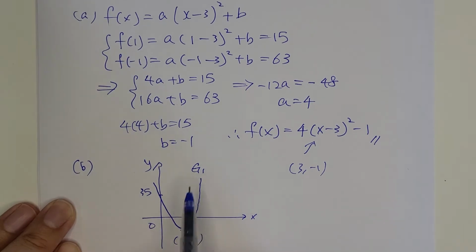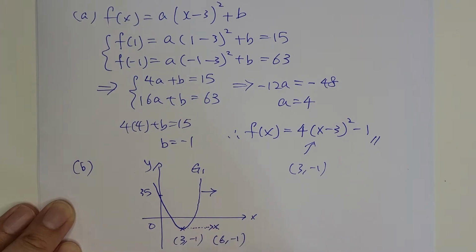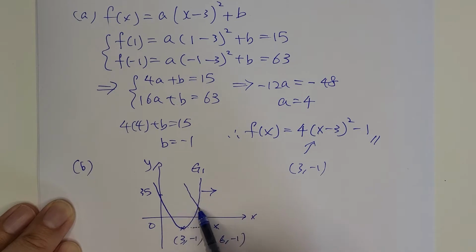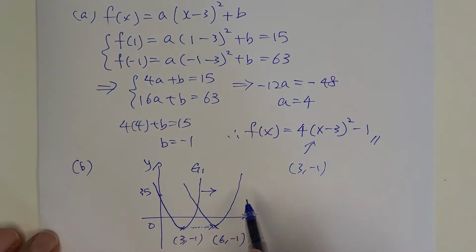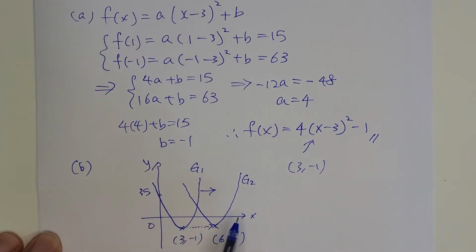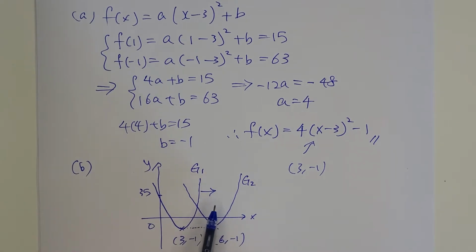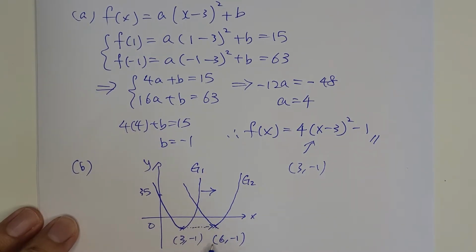And now this graph g1 is shifted 3 units to the right to become g2. So the vertex will shift 3 units to here, becomes (3 plus 3, -1), that's (6, -1). Alright? As you can see, if you shift the graph from g1 to g2, moving 3 units to the right, then you will see that all the points have the x coordinate plus 3.